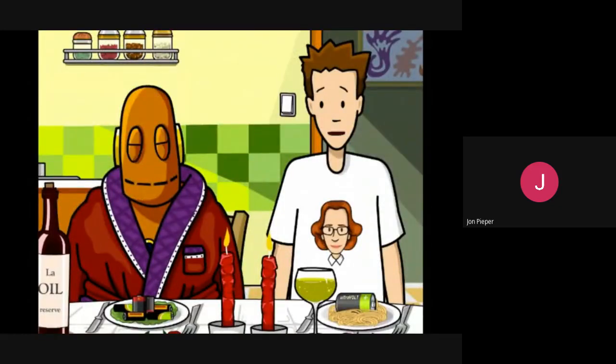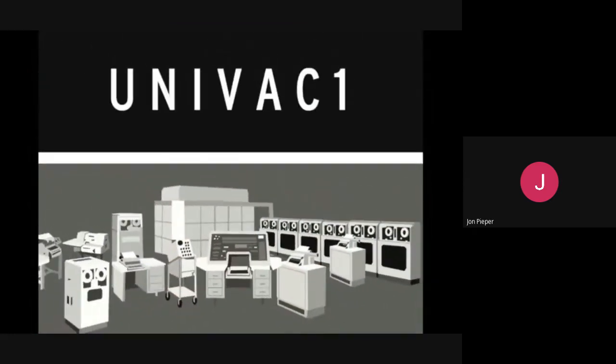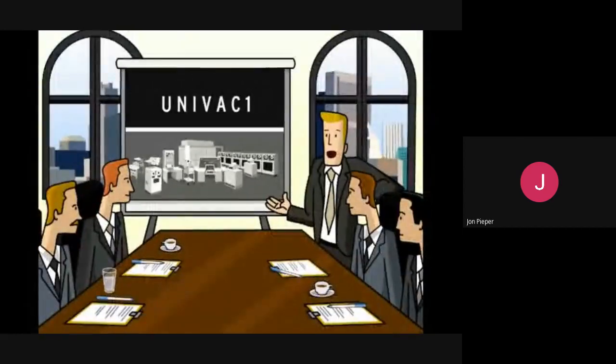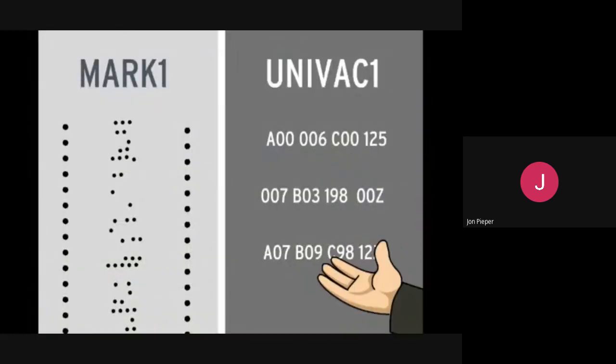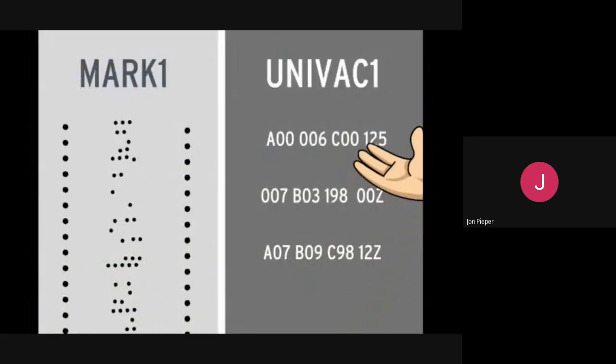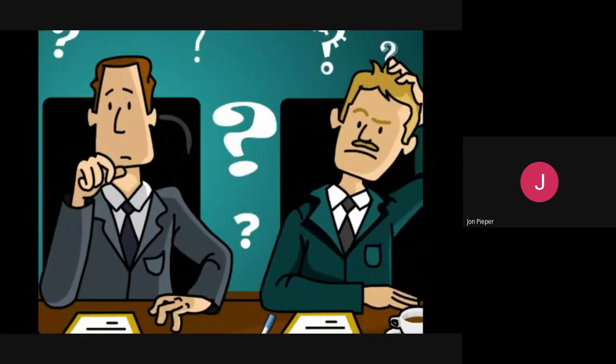After the war, Hopper stayed in the Navy, but took a job with a private computer company. They'd created a different computer, the UNIVAC 1. They wanted to sell it to businesses and government agencies. Unlike the Mark I, UNIVAC understood letters and numbers. But for regular folks, the language wasn't all that much easier to understand.